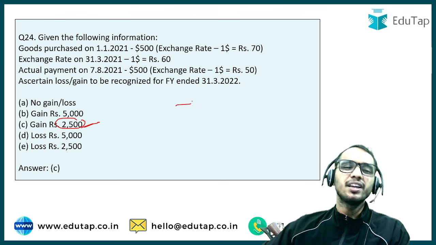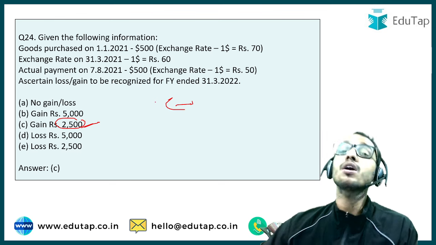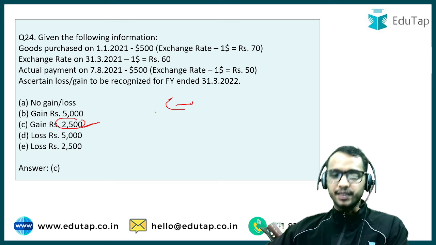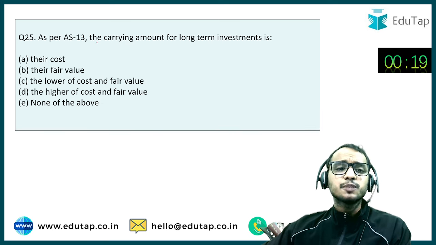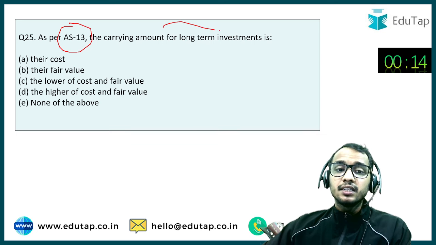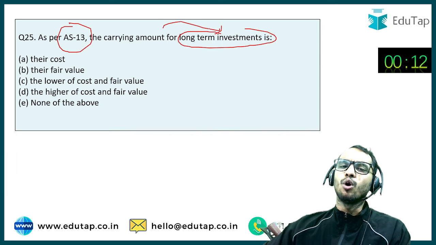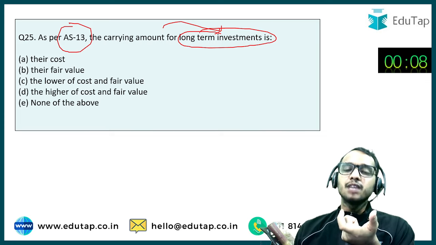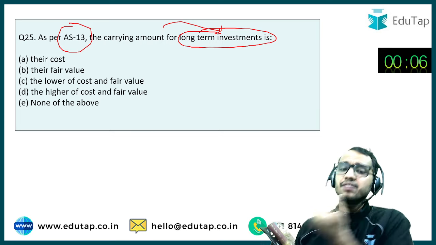Very easy question. Okay? Accounting standard for effect of changes in foreign exchange rate. Right. Now, AS13 is the accounting standard for investment. The carrying amount of long-term investment. Now remember, for the short-term investment, what do you do? For the carrying amount, you take the lower of cost and the fair value.